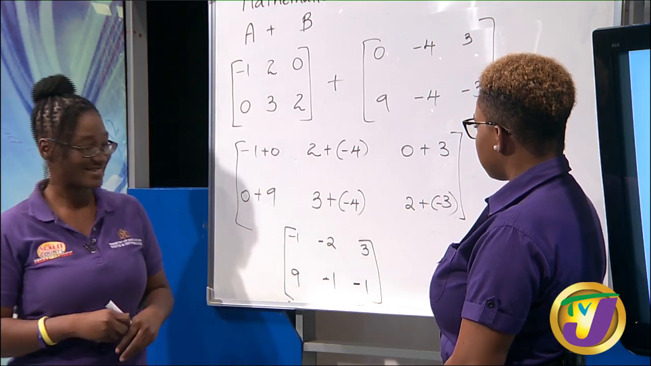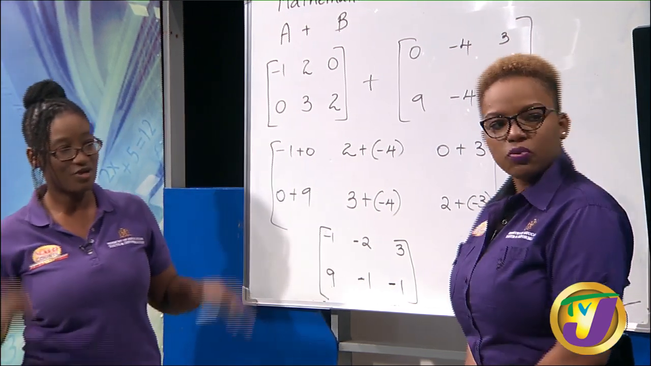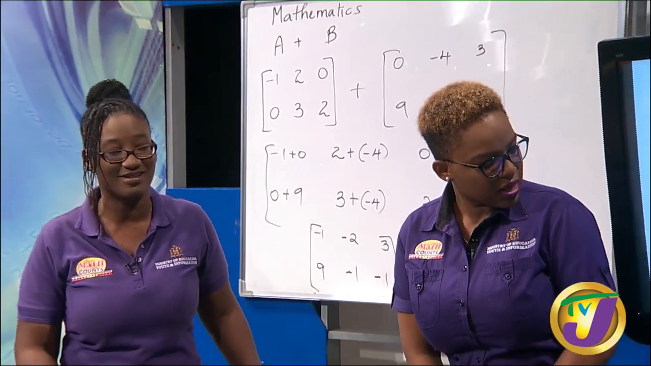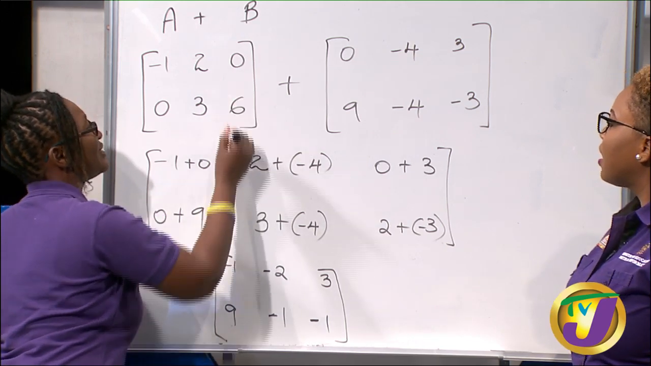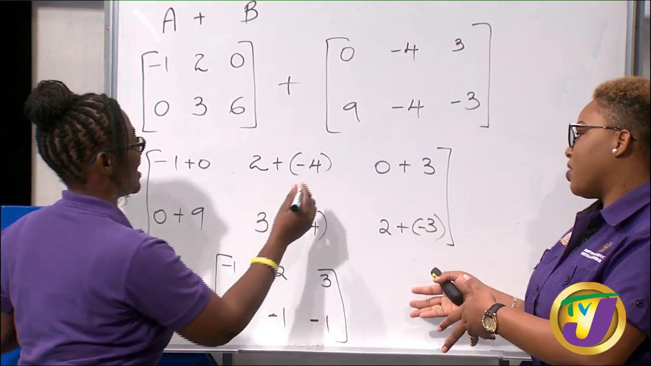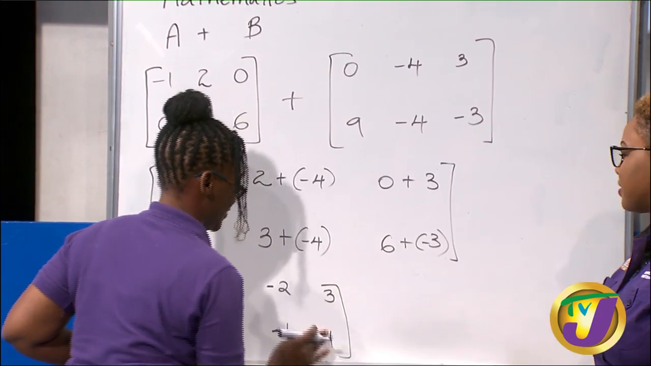Let's see, am I correct? Just bring up the answer on screen. It is correct, but we have a little error here. That wasn't a 2, that's a 6. So what you did would have been correct then. All right, let's fix that up.